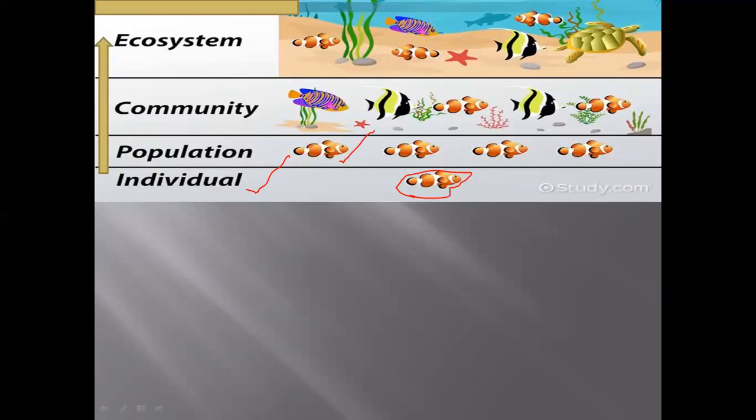And when different populations, like this kind of fish, these weeds, like these plants, and these kinds of fish, these kinds of plants, all these populations, when they interact with one another, that is called a community. And different communities, when they interact with one another, that is called an ecosystem.